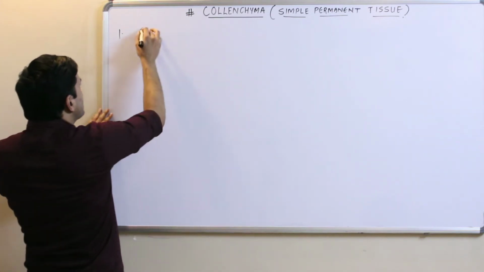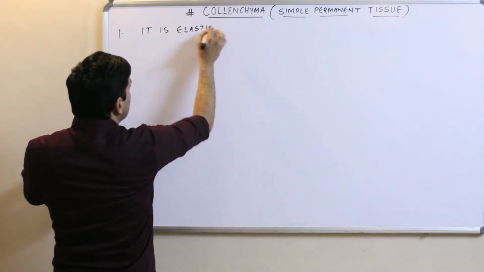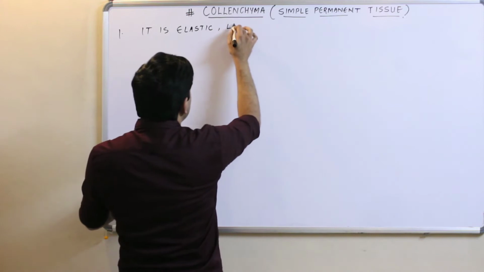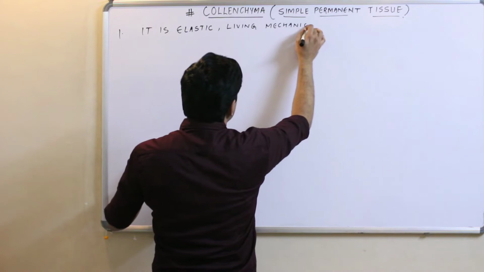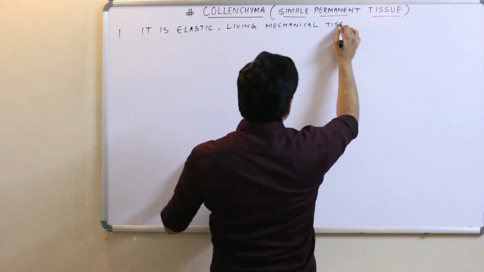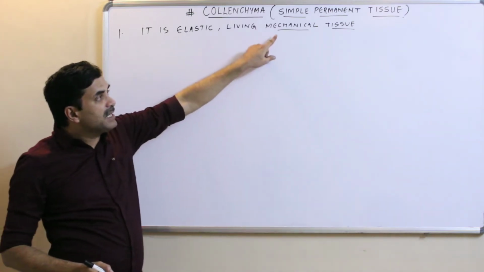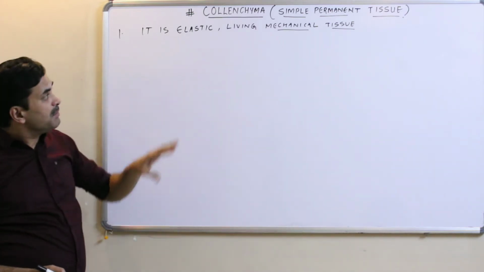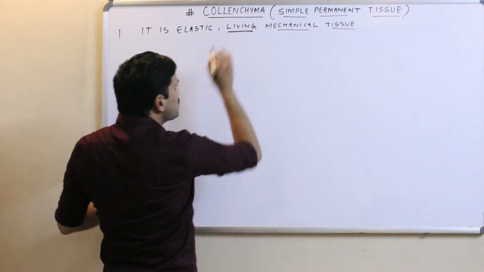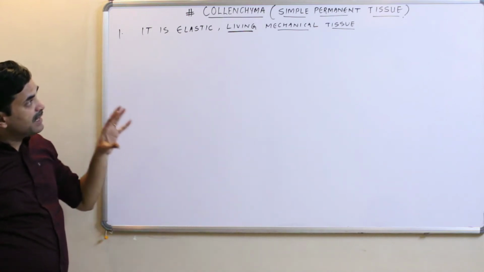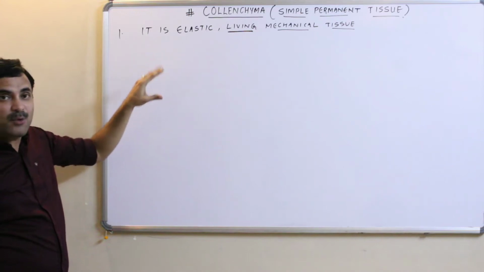Basically it is an elastic, living, mechanical tissue. Generally you will see in the entire anatomy that the mechanical tissues are dead, but this is the only mechanical tissue which is living. So if the question is asked in the exam to name a living mechanical tissue, this living mechanical tissue is the Collenchyma.